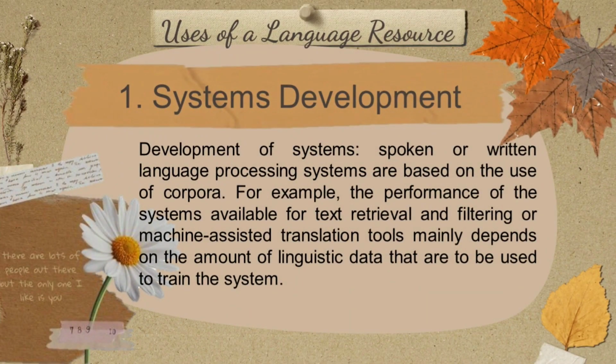Language resources are to be used in two different ways. The first one is systems development. The development of spoken or written language processing systems is based on the use of corpora. For example, the performance of systems available for text retrieval and filtering or machine-assisted translation tools mainly depends on the amount of linguistic data used to train the system. So the more corpora or linguistic data is created, the more the language resource from that corpora will lead to the development of a new software application or program or creation of a database system.